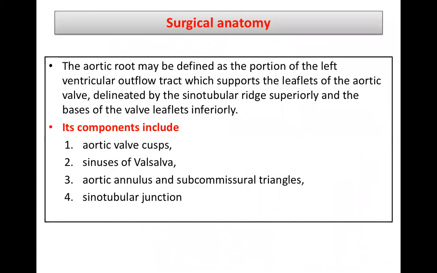Just a brief talk about the surgical anatomy, because the anatomy of the aorta was already mentioned before. The aortic root may be defined as a portion of the left ventricular outflow tract, which supports the leaflets of the aortic valve, delineated superiorly by the sinotubular ridge and inferiorly by the base of the valve leaflets. Its components include the aortic valve cusp, sinus of Valsalva, aortic annulus, and subcommissural triangle, including the sinotubular junction.